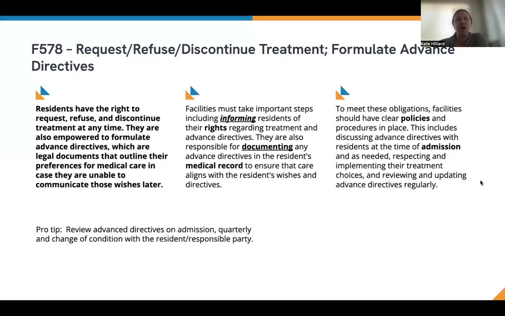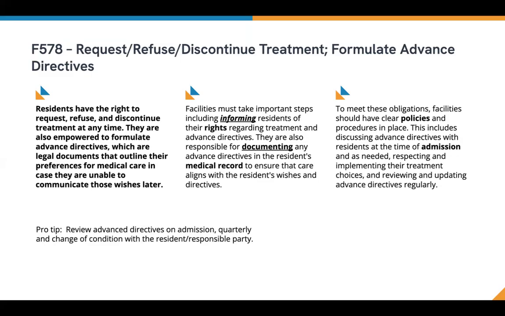Okay. So the first tag to talk about is 578. This tag is request, refuse, discontinue treatment, formulate an advanced directive. Residents have the right to request, refuse, and discontinue treatment at any time. They are also empowered to formulate advanced directives, which are legal documents that outline their preferences for medical care in case they're unable to communicate those wishes later. This verbiage is directly from the tag itself, from the regulatory verbiage.